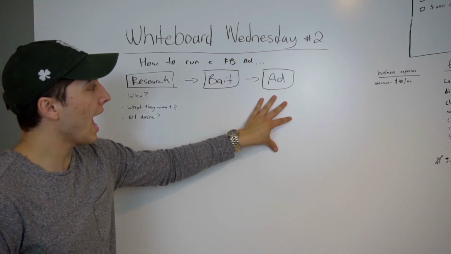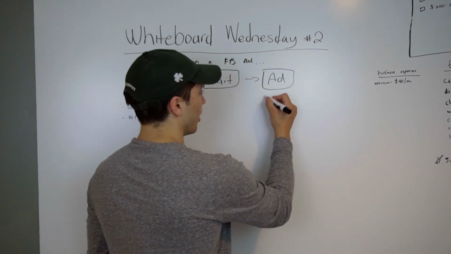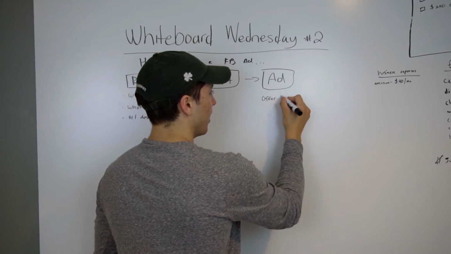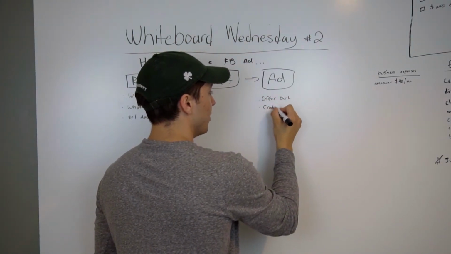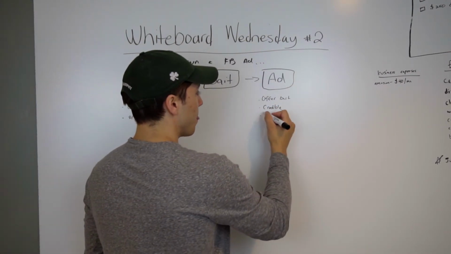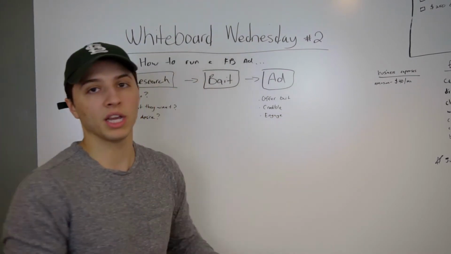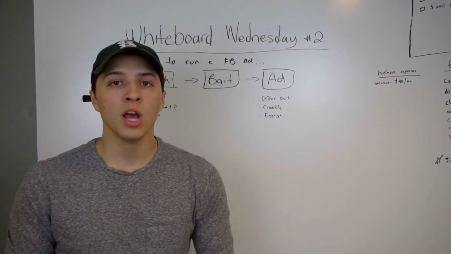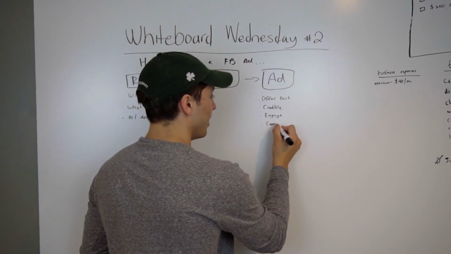With the ad, you have to make sure you're offering the bait. The offer, the bait, must be credible. Engage them. Obviously the most engaging type of ad you can do is a video, but with the copy, make sure you have good copy.